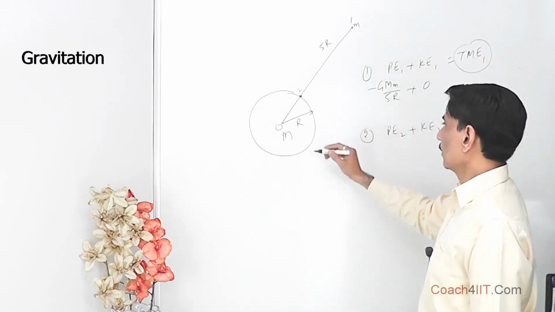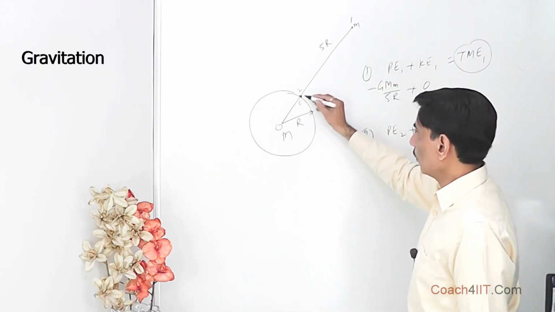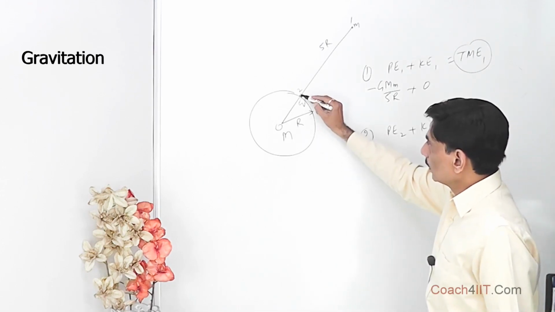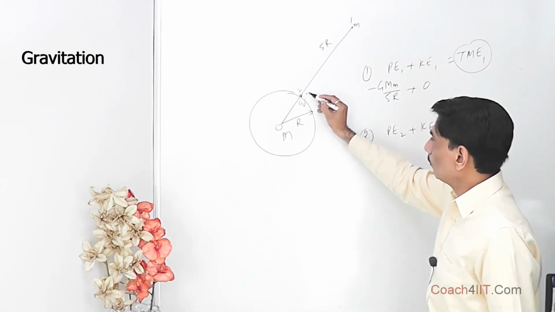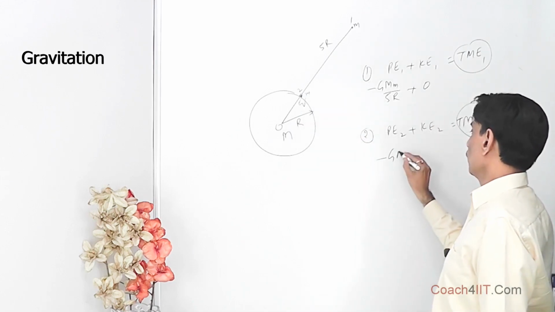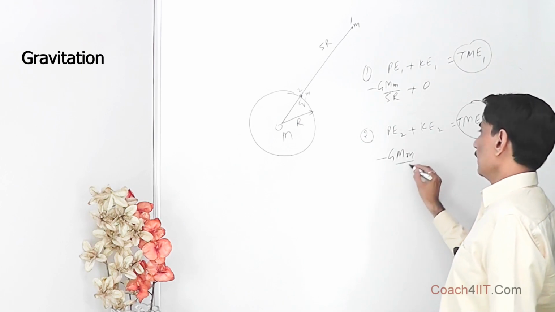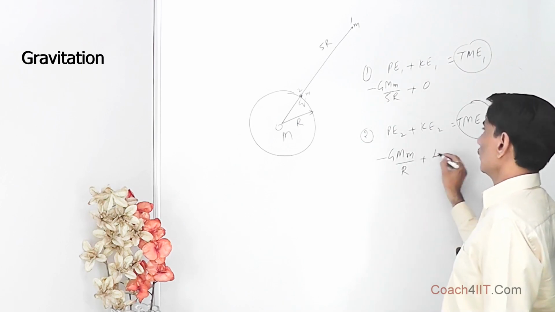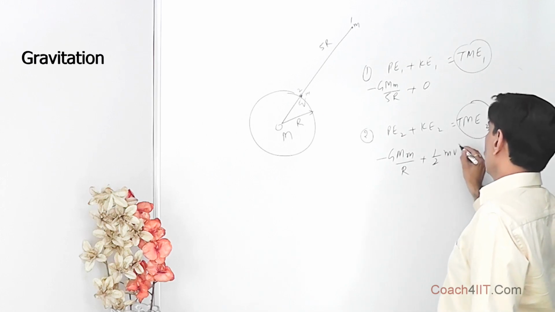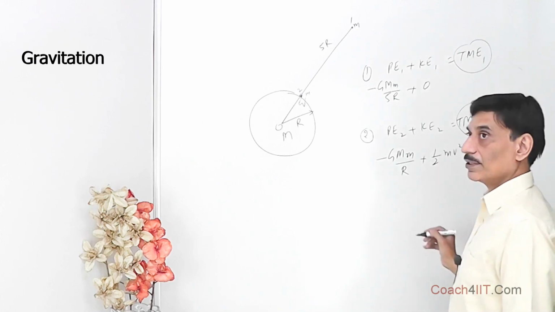This is stationary. When it comes over here, in configuration 2 it has a velocity v. Now potential 2: when it reaches over here, the distance between this body of mass m and Earth's center is r only. So gravitational potential energy is minus GMm upon r, plus kinetic energy, which is equal to half m v square. So this is the total mechanical energy.